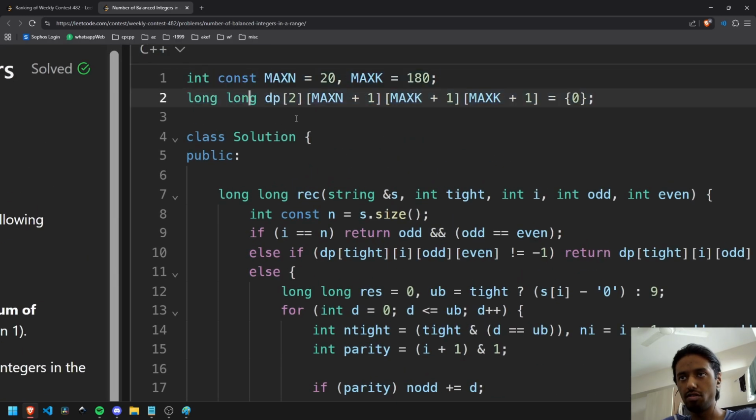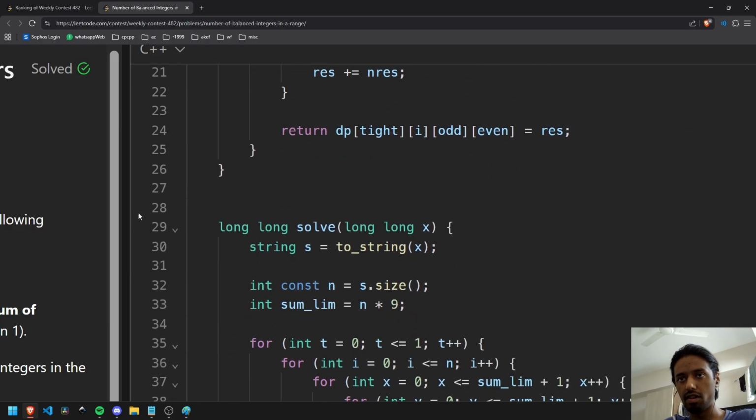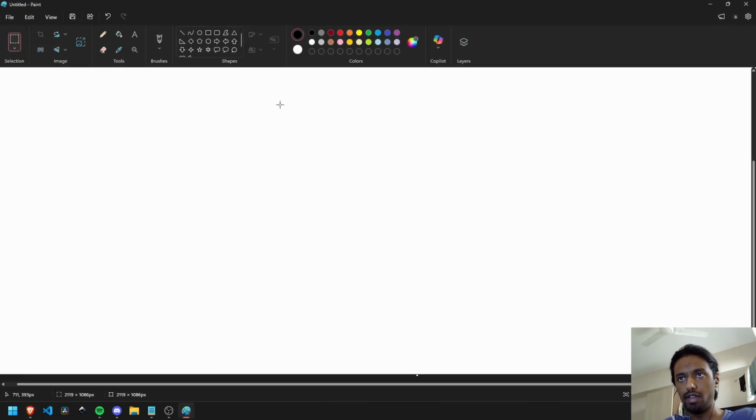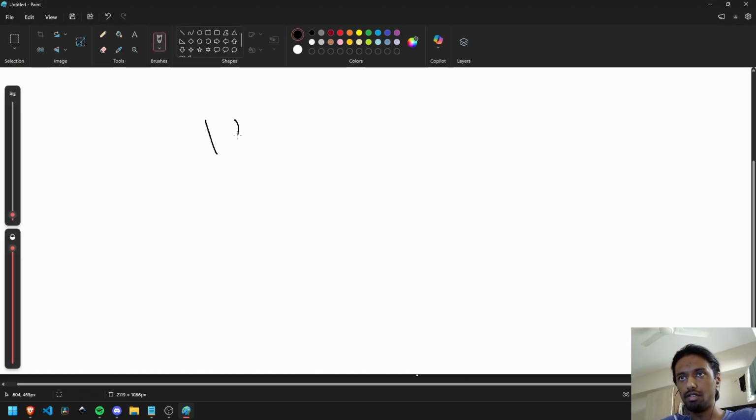It's usually recommended to use a global DP matrix instead, and just reset the portion of the matrix which will be used. Like here, if we have a number 1, 2, 3, 4, 5, and the number of digits here is 5, then obviously in the worst case the sum here could be 9, 9, 9, 9, which is 36.